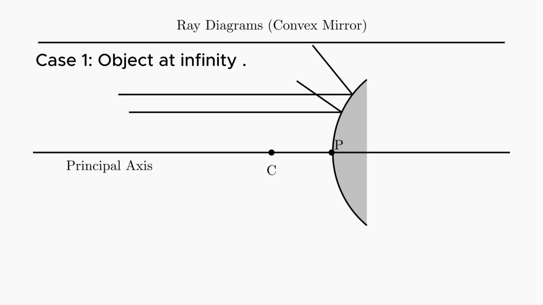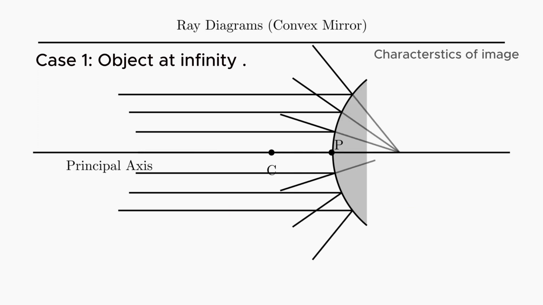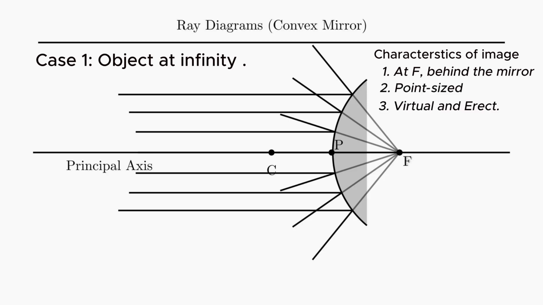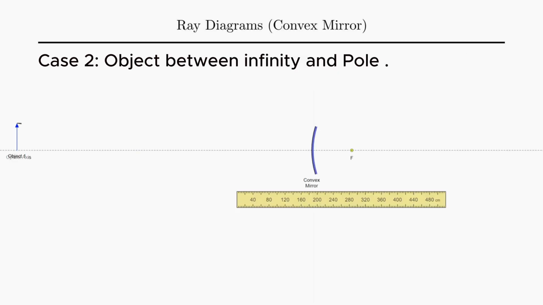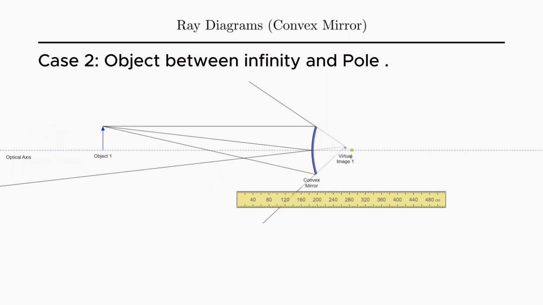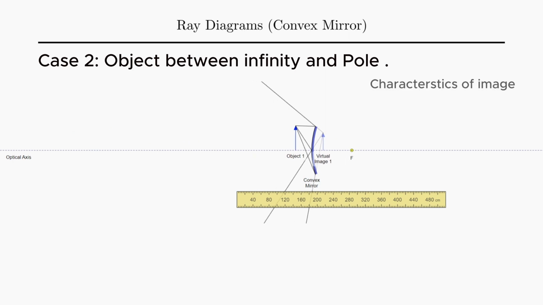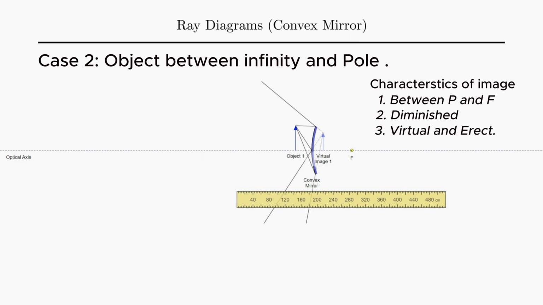For convex mirror, there are just 2 cases. Case 1 is when the object is placed at infinity, then the rays appear to be coming from the focus behind the mirror. The image is point-sized, virtual and erect. For the second case, the object is placed anywhere between infinity and the pole. We will always obtain an image between pole and focus, which is diminished, virtual, and erect.